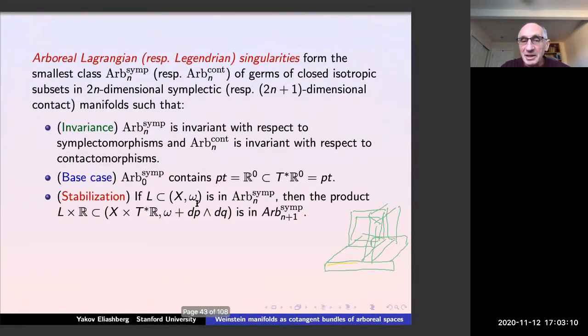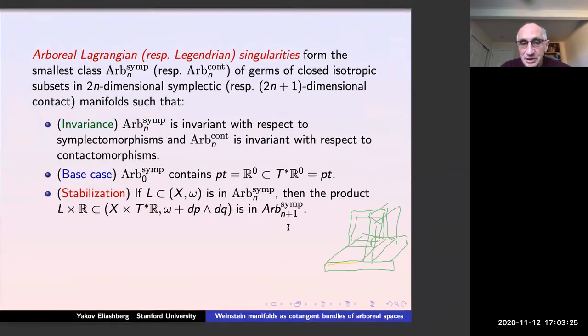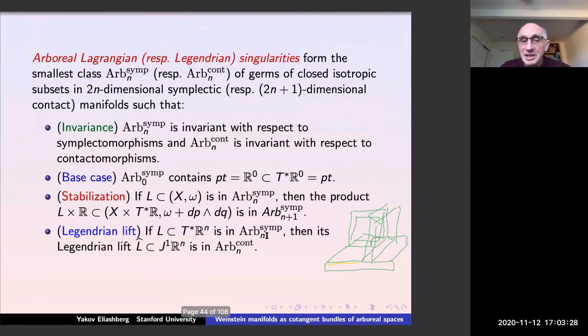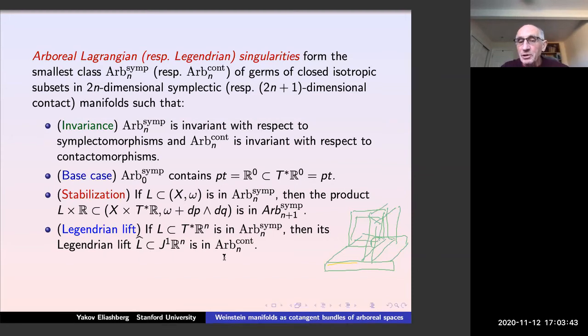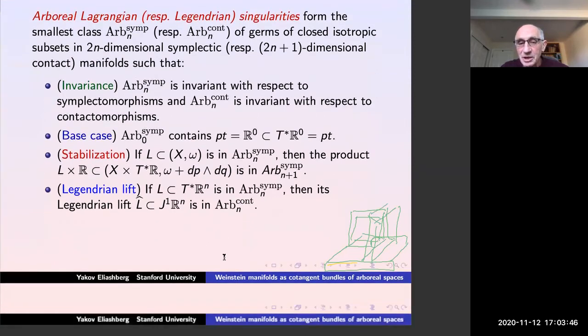Then there is stabilization. If L is arboreal, for instance symplectic, and you take a product with R, where R is viewed as the zero section in T*R, then this is arboreal of the next dimension. Then one property is Legendrian lift. Suppose you take this arboreal Lagrangian, which is automatically exact Lagrangian. Then its Legendrian lift to the one-jet space is an arboreal contact, arboreal Legendrian.